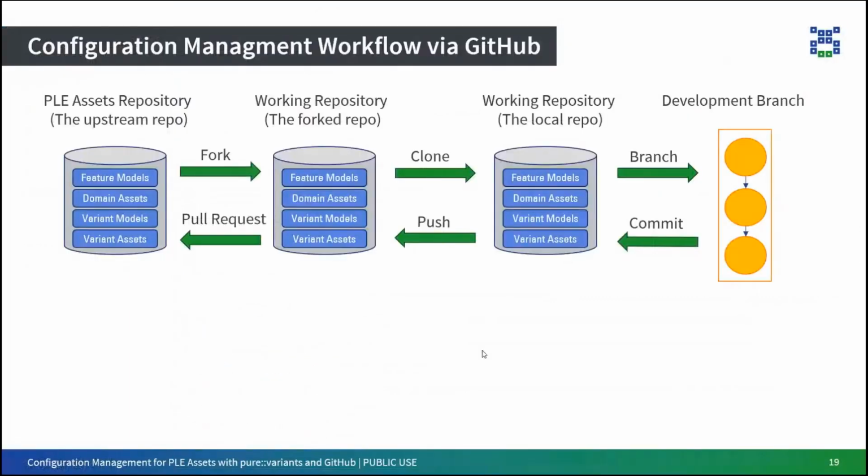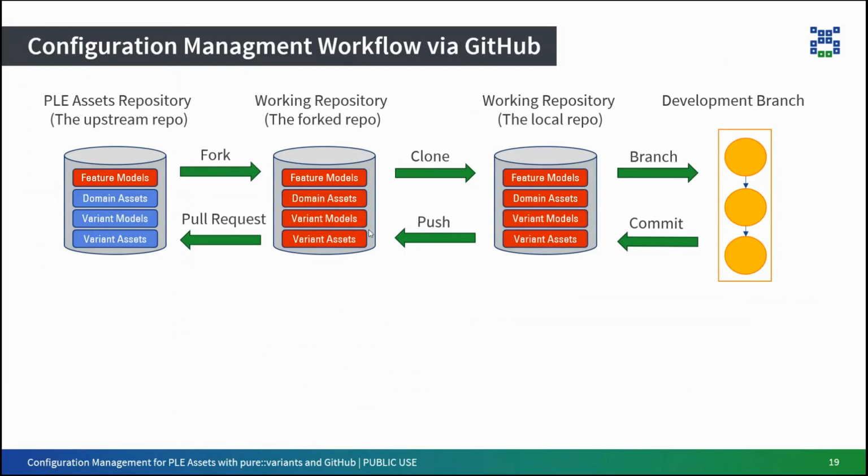Finally, let's go back to this workflow. Earlier, I just showed you an example with the feature model. So we added a new feature to a functional features feature model, right? But actually, this will also affect your domain assets since you need to add new assets related to this feature. Moreover, your variant models and variant assets are also affected by the new feature and the new assets.